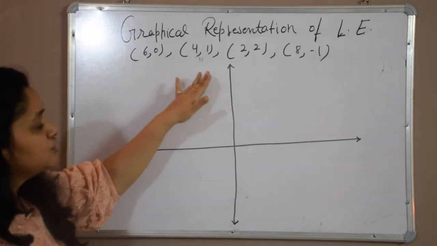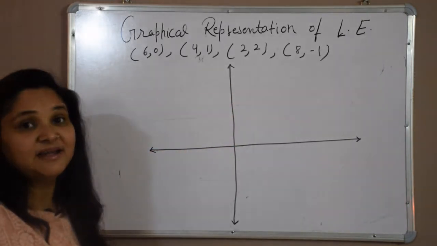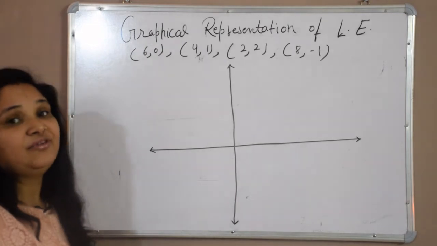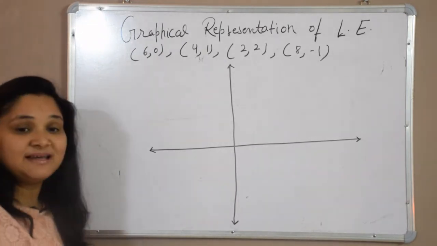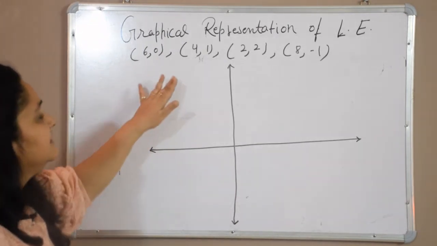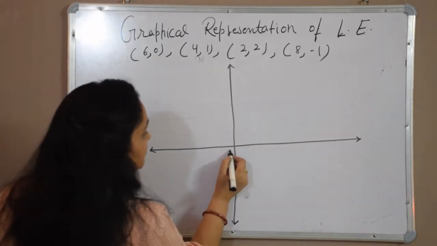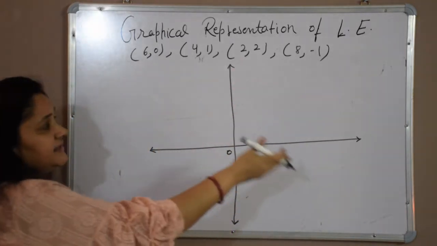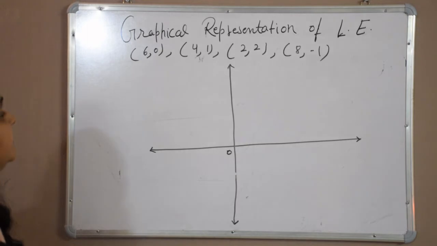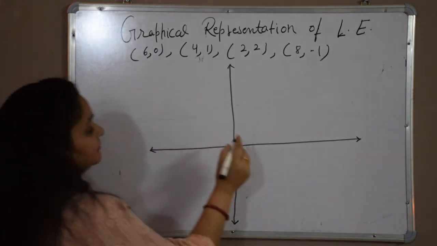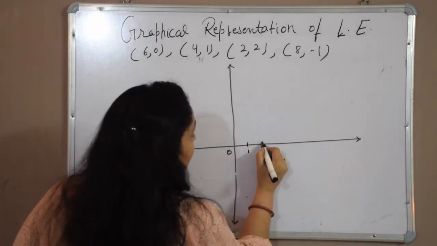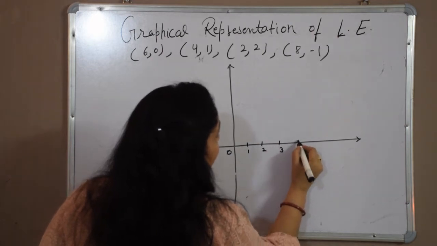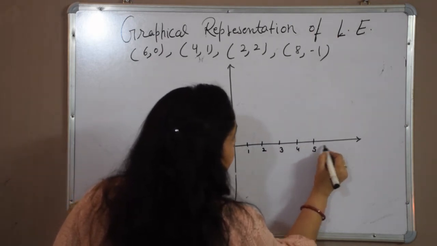By plotting 2 solutions only you can find a line, but that is not verified. To verify and to make it exact, we need to plot 3 solutions. So this is our x-axis, y-axis, Cartesian system, and here we need to plot. First of all, at equal distances we will mark points.